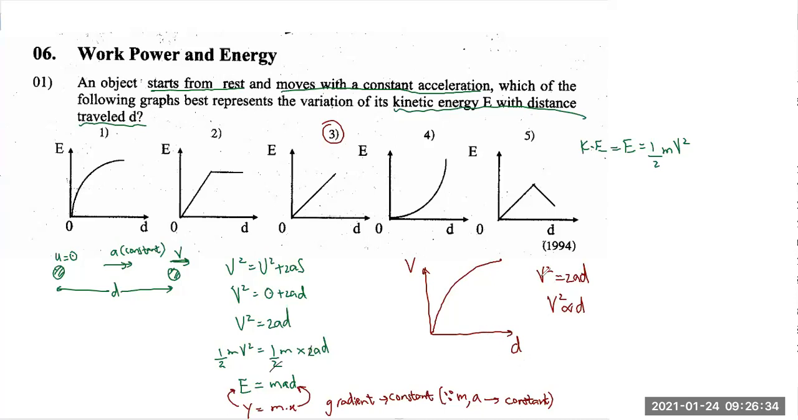But if v is proportional to d squared, only then will the graph be the fourth one. Now, this is similar to y squared proportional to x. If not, y is proportional to the square root of x. So something like that. Therefore, the graph will have a shape like this.